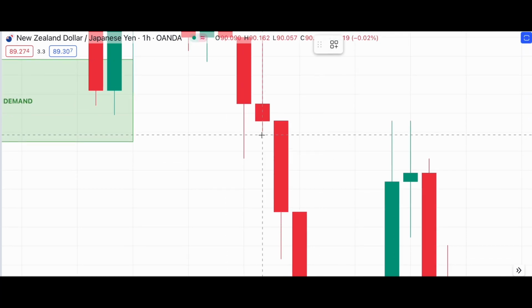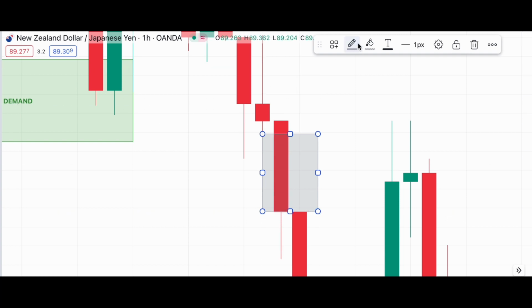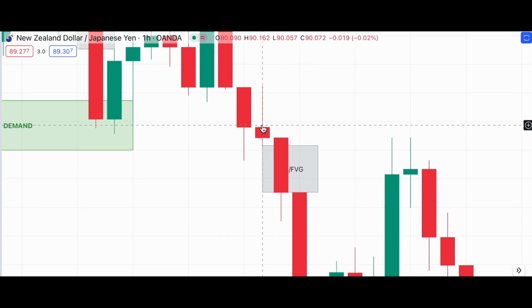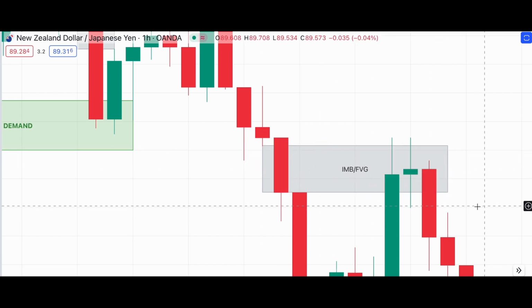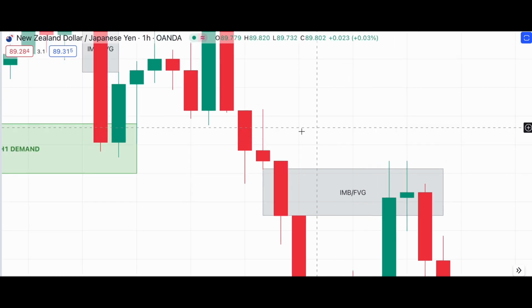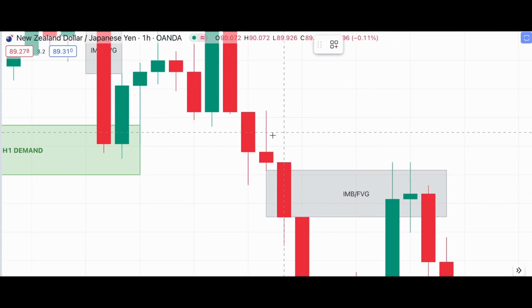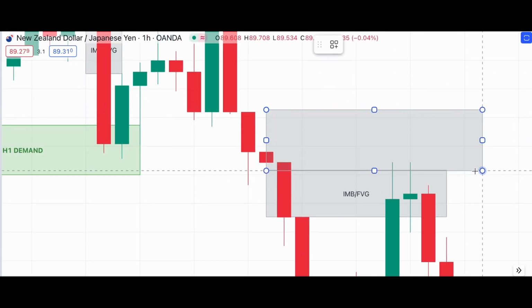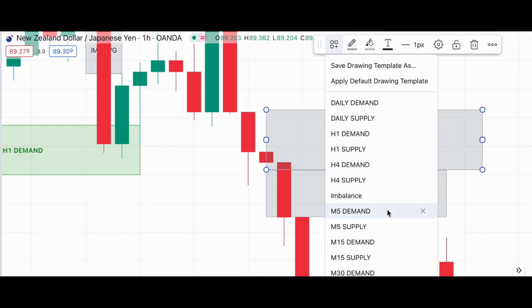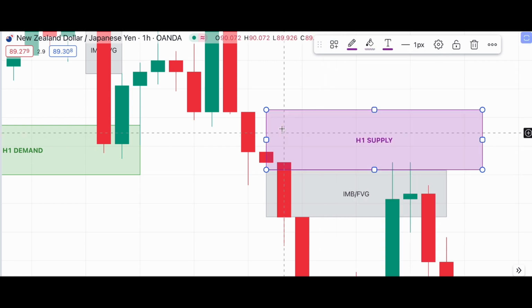Here we have the imbalance finally, right? You see, first, second and third candles, we have formed another imbalance here. So yes, the price reacts to the imbalance here. So again, this is one of the supply zones right here, right? You can monitor.